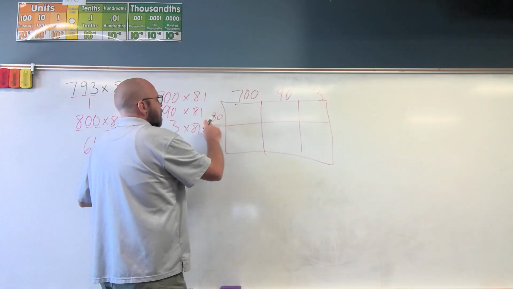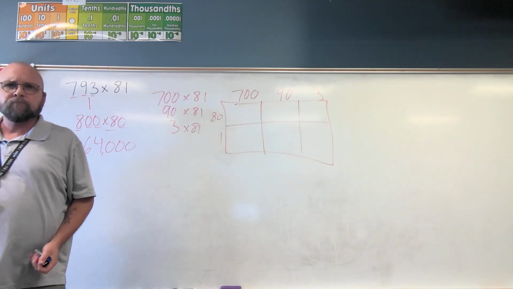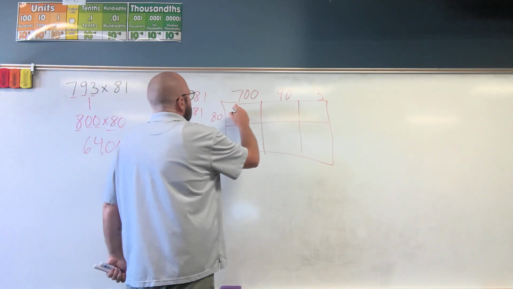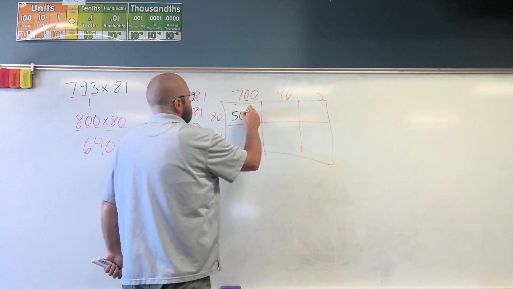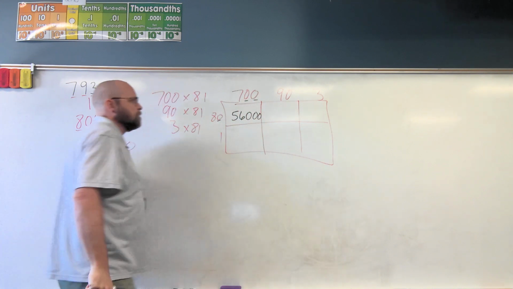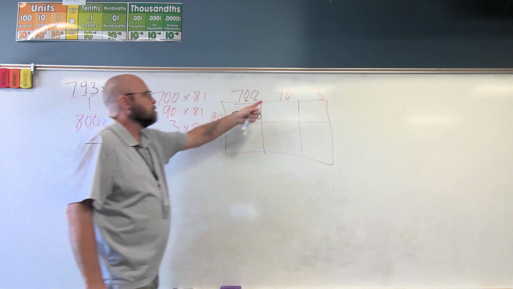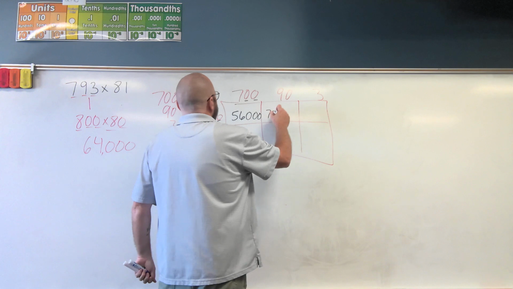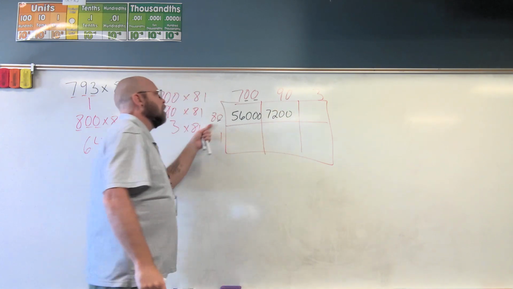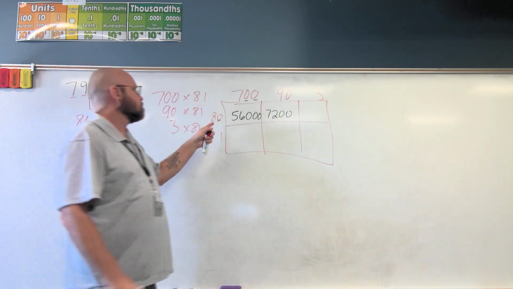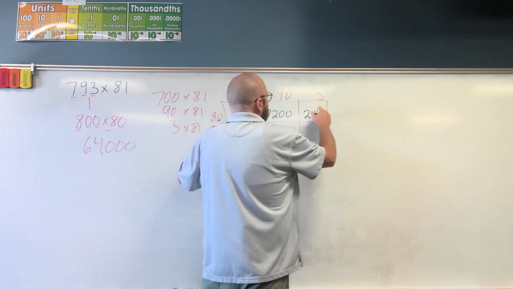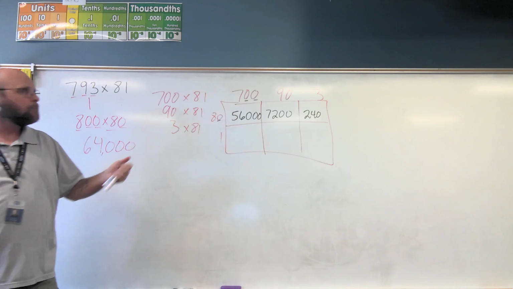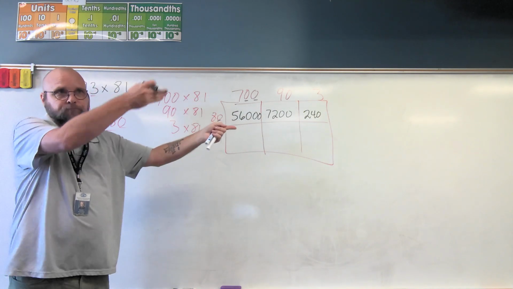If I know that 8 times 7 is what? 56. And I have 3 zeros. So 56,000. 8 times 9 is? 72. And I have 2 zeros. 8 times 3 is? 24. Plus the 1 zero, 240. If you're noticing, this is what we did on our number talk.